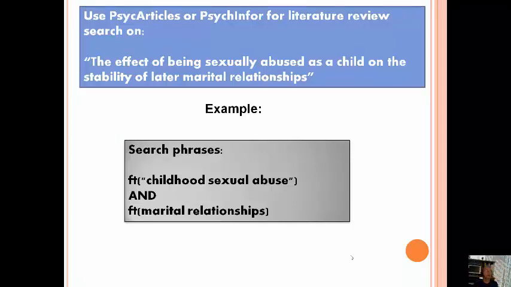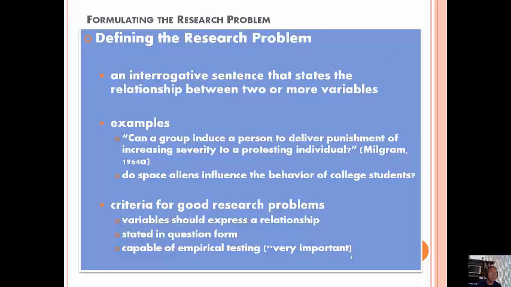So, PsycINFO articles for a literature review on the effect of being sexually abused as a child on the stability of later marital relationships. If we were to do this, and we could, in fact, do it on Saturday if you like, we would want to use childhood sexual abuse and marital relationships. And even that is going to generate a whole bunch of hits.